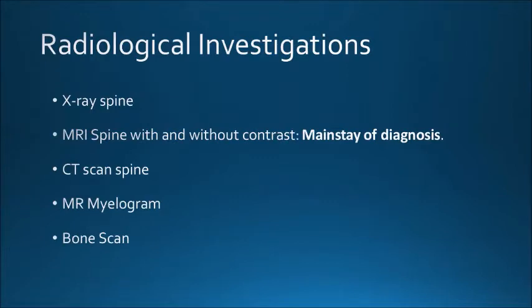Now coming to the investigations, we usually go for radiological investigations for the diagnosis of spinal cord tumors, and we can have X-rays of the spine, especially in cases of bony lesions. Then we can have MRI spine with and without contrast, and this is the main investigation to diagnose spinal cord tumors. Then we can have a CT scan of the spine to assess the bony deformities or bony involvement, and also for the surgical approach. Then we can have MR myelogram and bone scan as well to differentiate the spinal cord tumors.